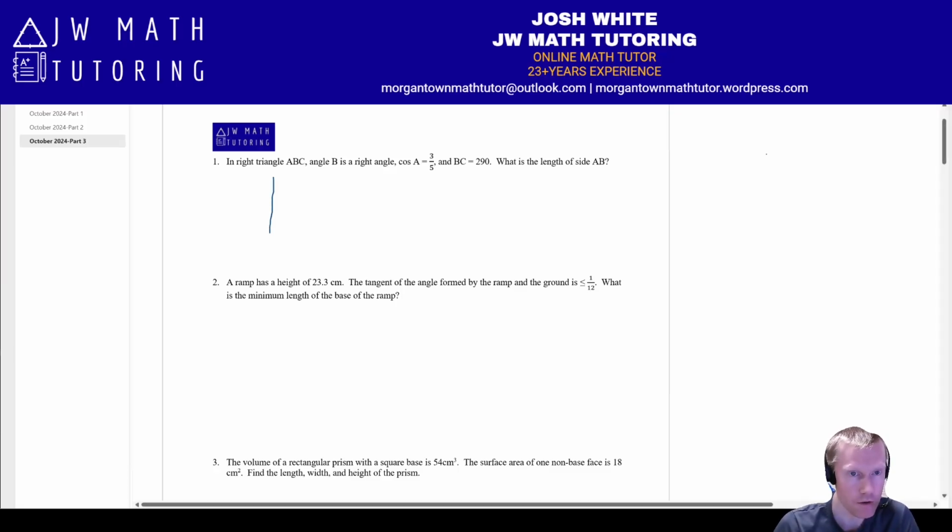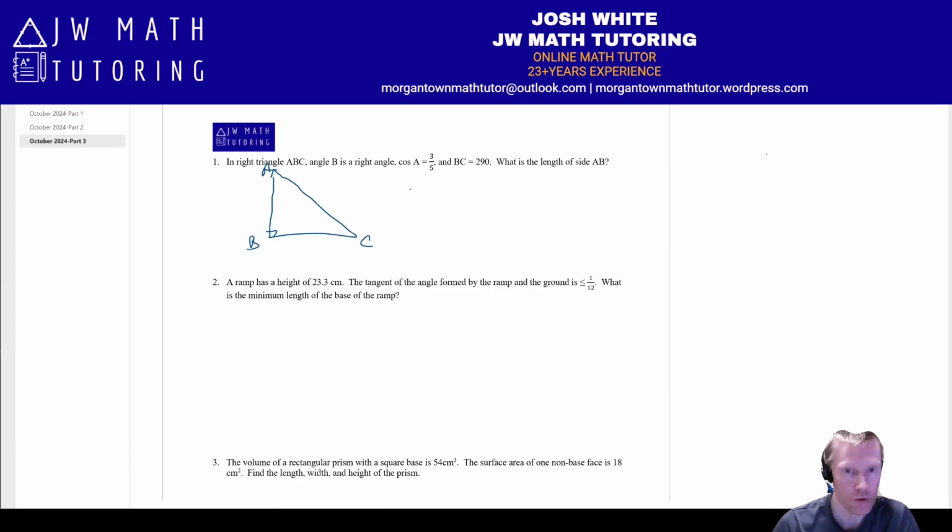We have a right triangle, and we're told that B is the right angle. So just put A up here, C down here. We're also told that the cosine of A is equal to 3/5, and that BC is equal to 290. What is the length of side AB? There are multiple ways you could do this one.